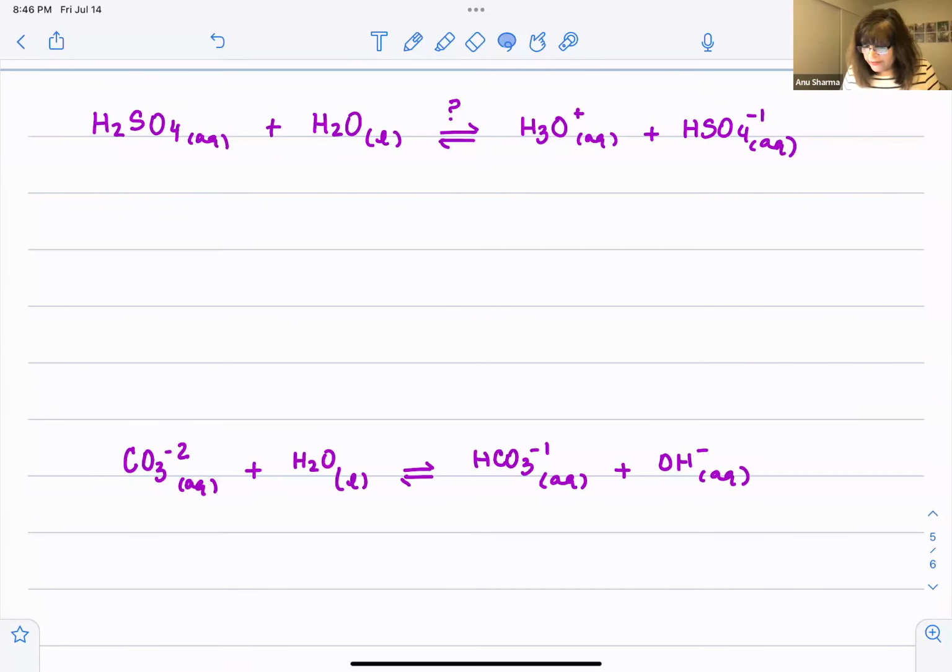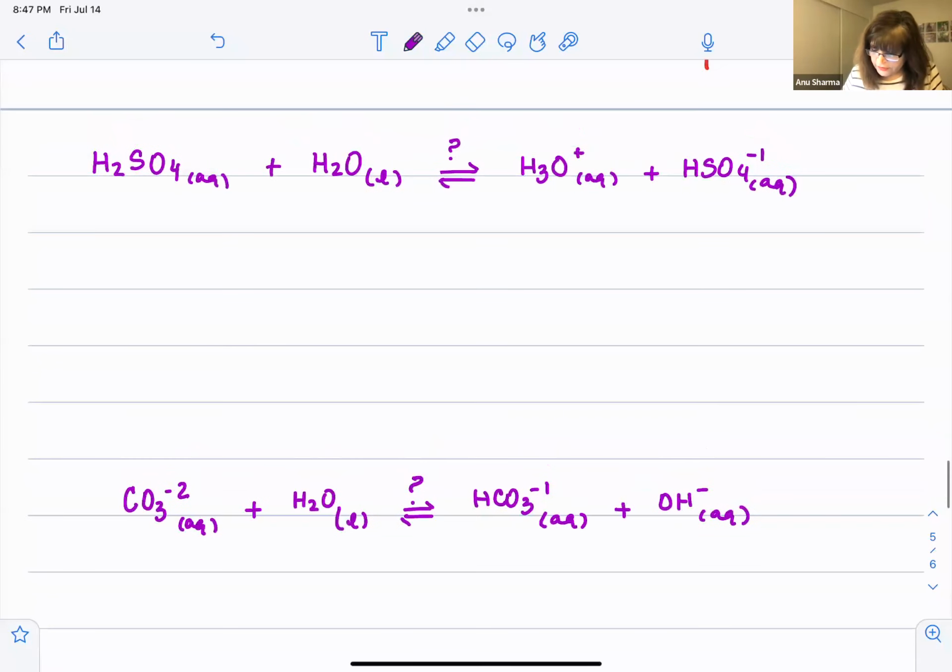Okay, so here we are given these two reactions and we need to identify the direction of the equilibrium, which side the equilibrium is favoring. So we need to identify the process.